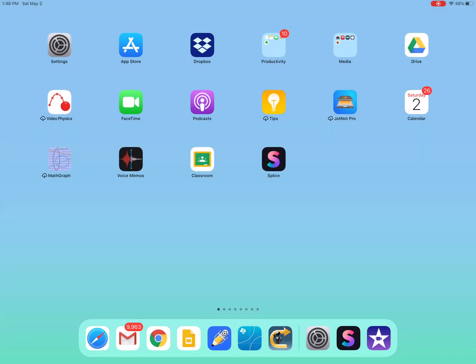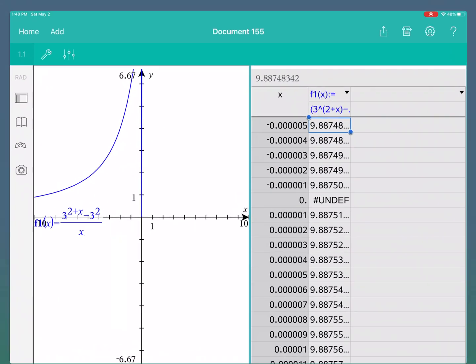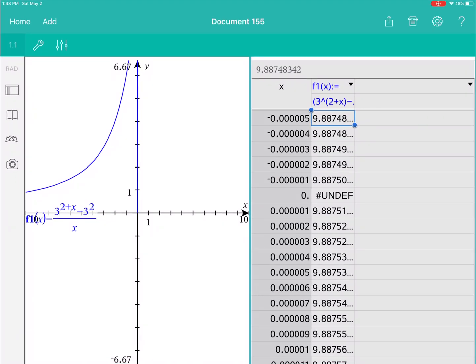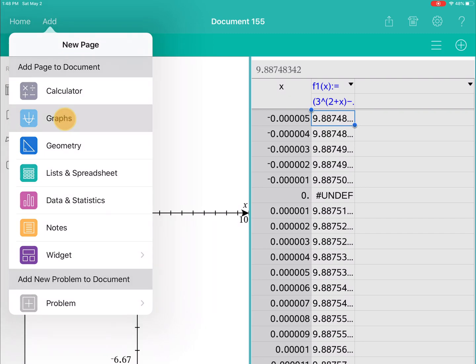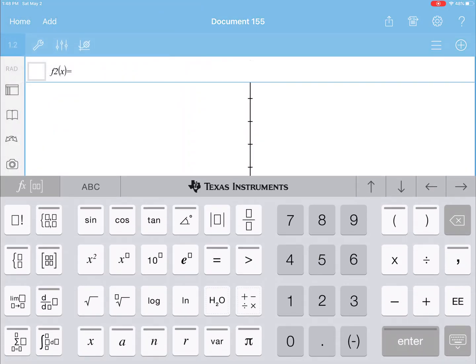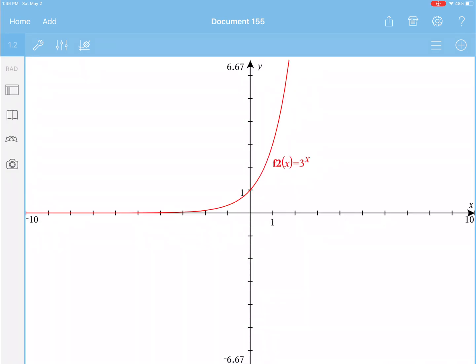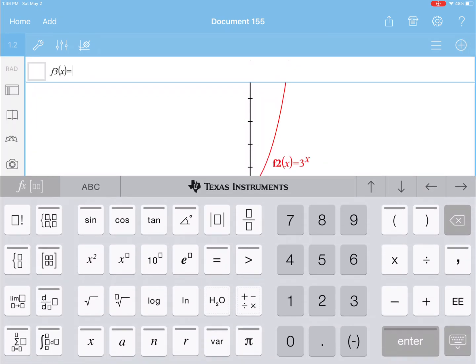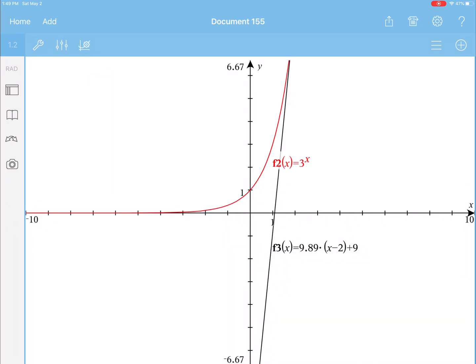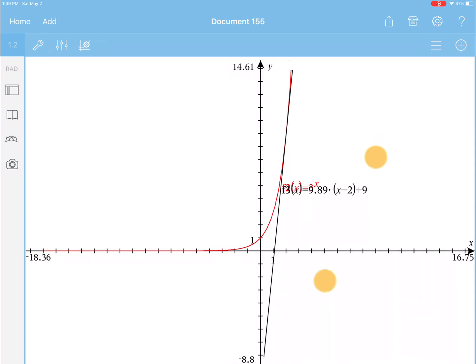So just to go back really quickly, I'm going to add a new graph and do 3 to the x, and there's my graph. Then I'm going to add what I think the tangent line equation was, 9.888 times x minus 2, and I had to add the 9 over to the other side to get it solved for y.